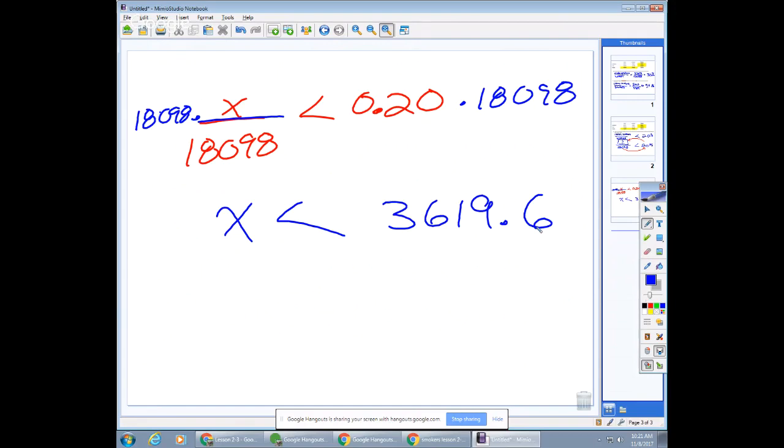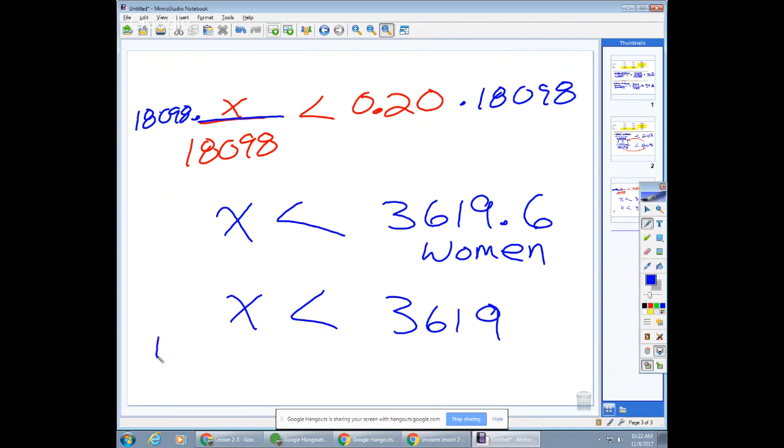We want x to be smaller than 20%, which means x should be smaller than that number right there. So what I would do, instead of rounding that up, I would round it down because I want it to be under there. Because again, this is women, I can't have 0.6 of a woman. So because of the direction of the inequality, I would say a safe answer would be, well, we want the number of women to be less than 3,619. I can just drop the 0.6. So that would be a safe answer.